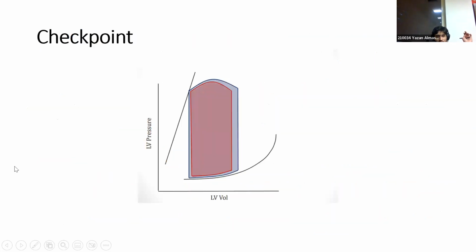Which brings me to the checkpoint. So what is this? Is this decreased preload, afterload, contractility? What is this? What's happening here?